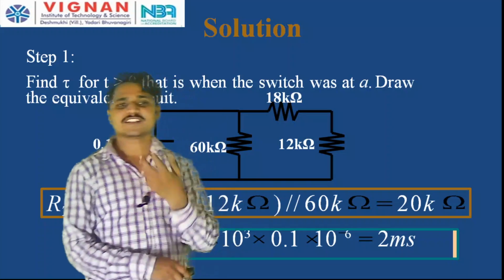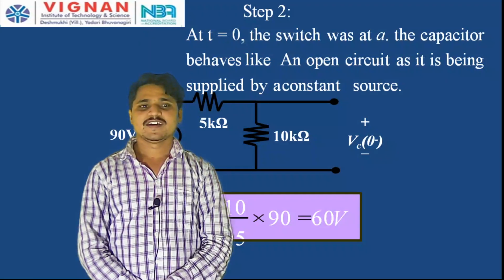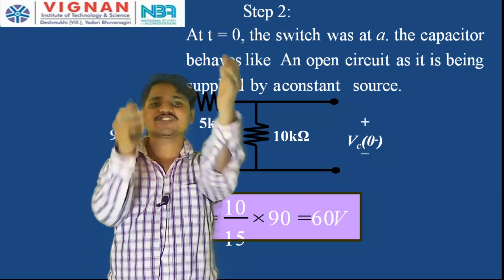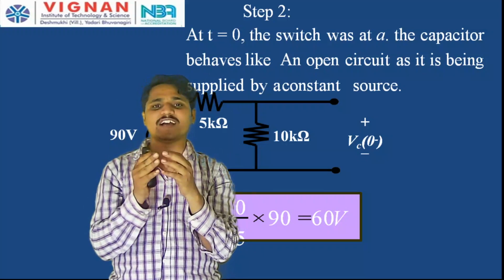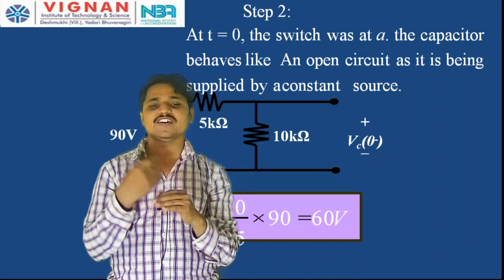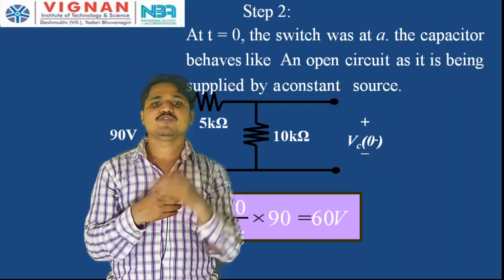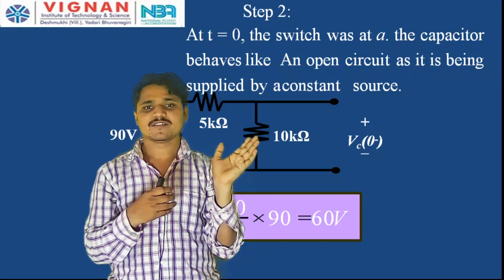Okay. So, first step is we found the time constant. Now, let us move on to the second step. Second step, we have to find out the initial voltage. See, in the RL circuit problem, we found the initial current in the inductor. Now in the RC circuit we have to find the initial voltage before switching action, that is before the switch is moved from A to B.